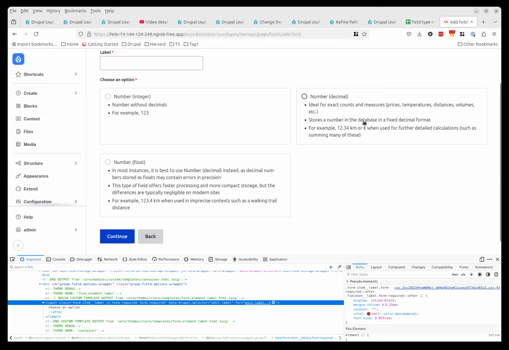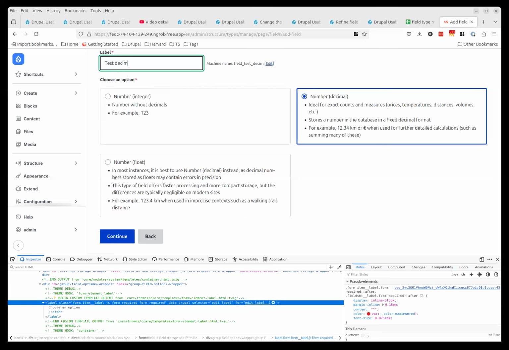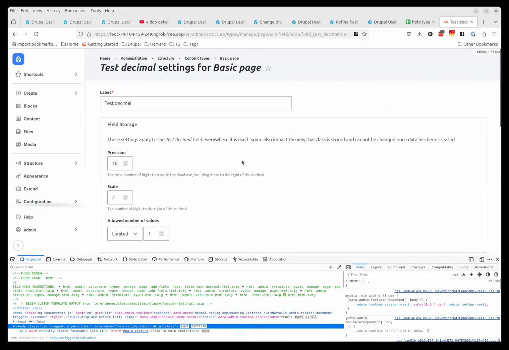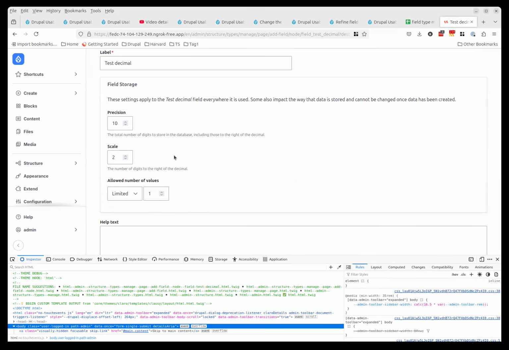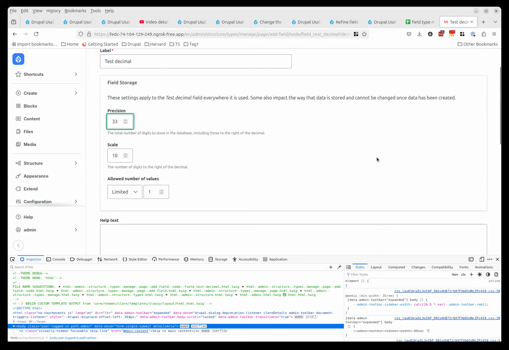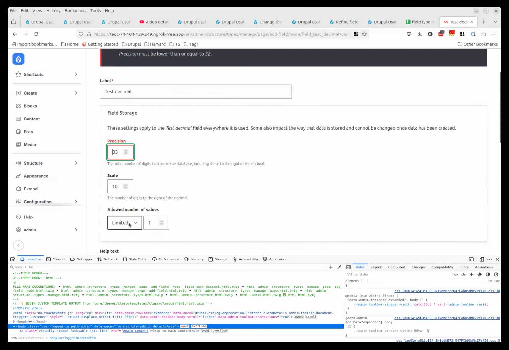So let me choose this and just check what the limits are. The limits, this is what I've written in my suggestion: maximum 32 digits precision and 10 decimal places scale. If you manually enter 33, for example, you'll get a validation error.